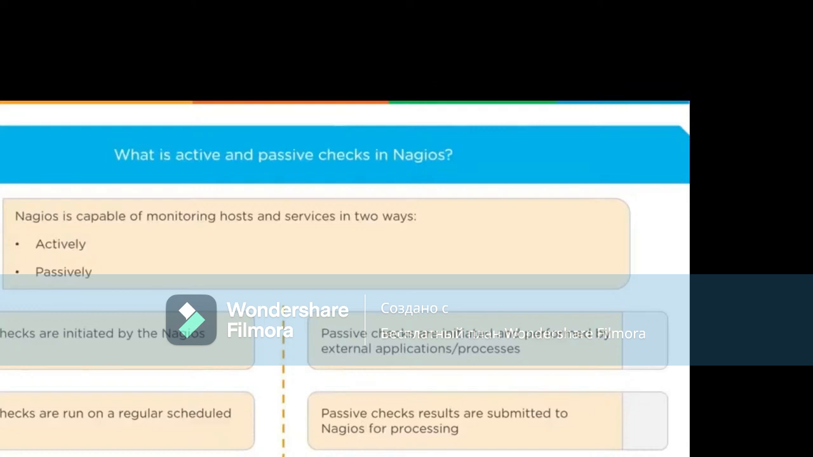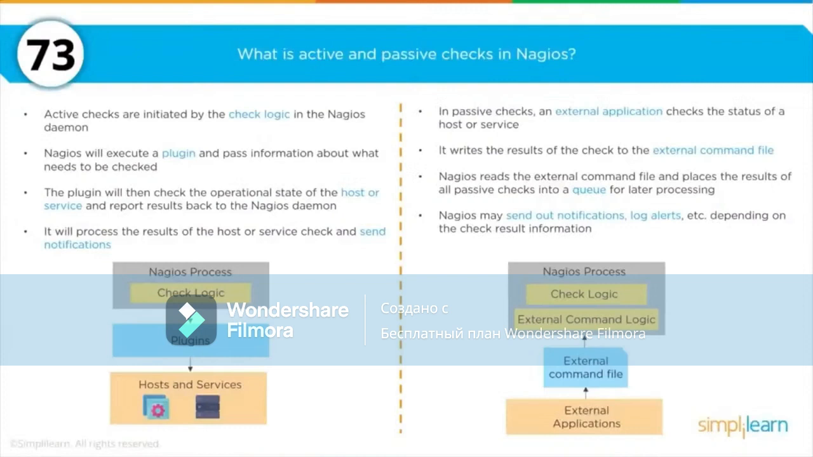And to continue with this, for what is an active and passive check, active checks are initiated by the check logic within the Nagios daemon. Nagios will execute a plugin and pass information about what needs to be checked. The plugin will then check the operational state of the host or service, process the results of the host or service check, and send out notifications.